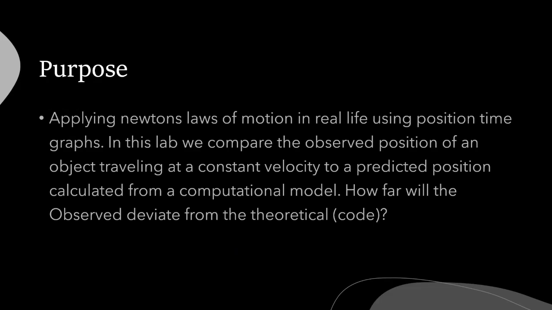The purpose of this lab is to apply Newton's laws of motion in real life using position time graphs. In this lab, we will compare the observed position of an object traveling at a constant velocity to a predicted position calculated from a computational model. How far will the observed deviate from the theoretical, which is the code? Hint, hint, it will deviate.